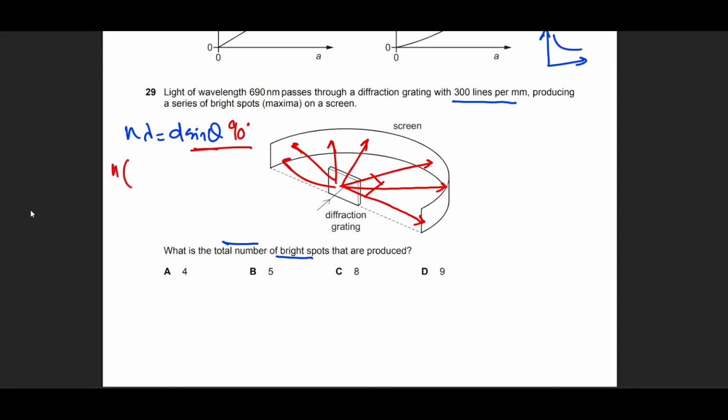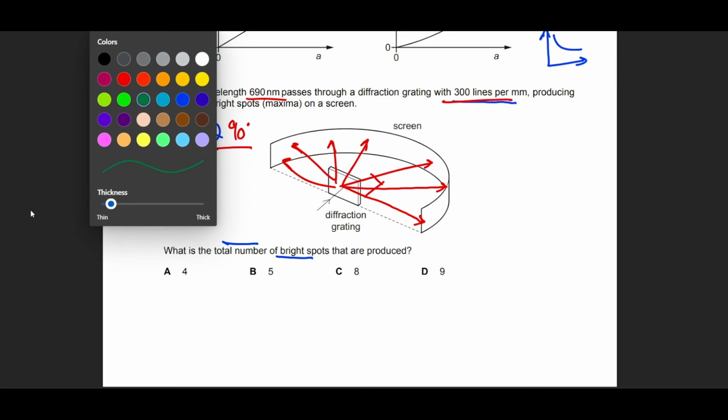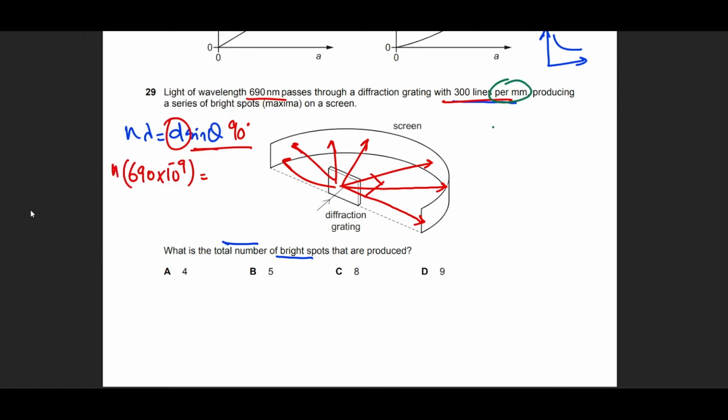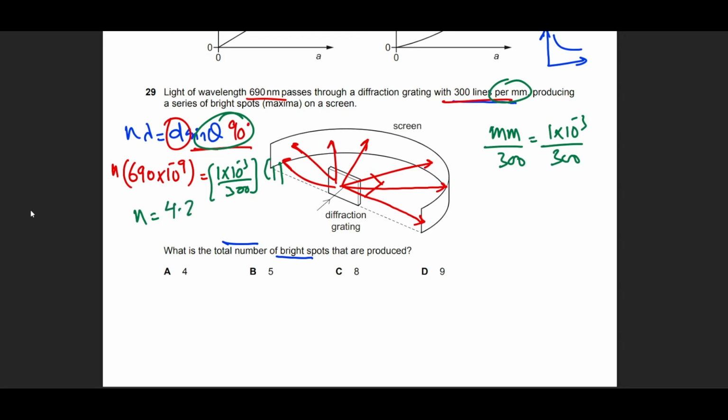n is what we want to find out. Lambda is given as 690, so please be careful: 690 times 10 raised to the power minus 9, into d. What to do with d? How to put this? A very straightforward shortcut is, if he's given you per millimeter, put the millimeter at the numerator and the number in the denominator. So we will deal with this like this: 1 times 10 raised to the power minus 3 divided by 300. Now sine 90 is 1. I find n as a decimal number, which is 4.83.